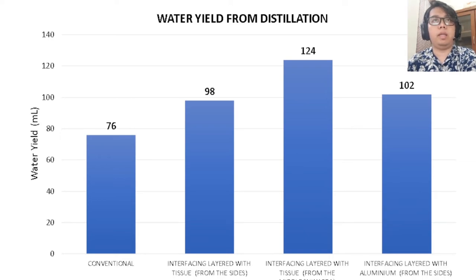Data is then collected and made into a graph. This is the graph of the water yield accumulated from the distillation process. This graph shows that the conventional basin type solar still has the lowest amount of water yield accumulated within 2 hours, being 76 milliliters, with the highest being variation number 2, which is the interfacing layered with tissue with capillarity direction from inwards or the middle, which accumulates a water yield of 124 milliliters. It is then followed by variation number 3 with 102 milliliters and variation number 1 with 98 milliliters.